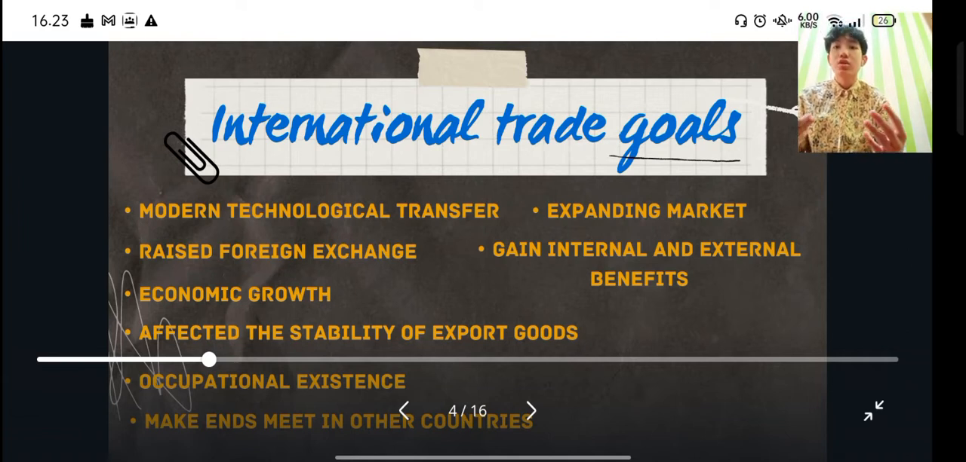International trade goals. Number one is modern technological transfer, raised foreign exchange, economic growth, affected the stability of export goods, occupational existence, mix and meet in other countries, expanding market, and gain internal and external benefit.